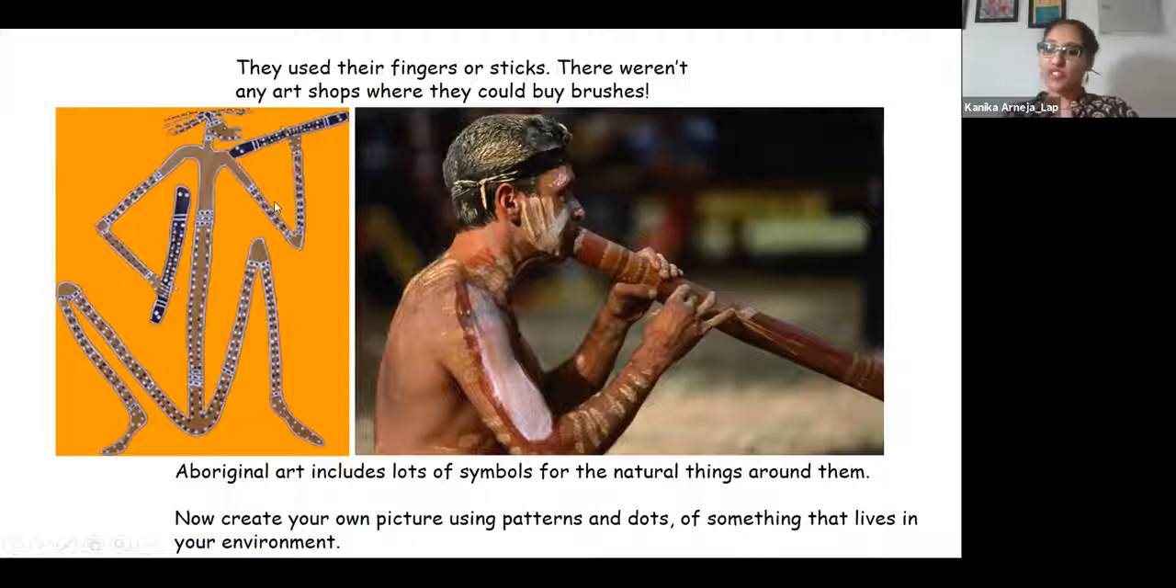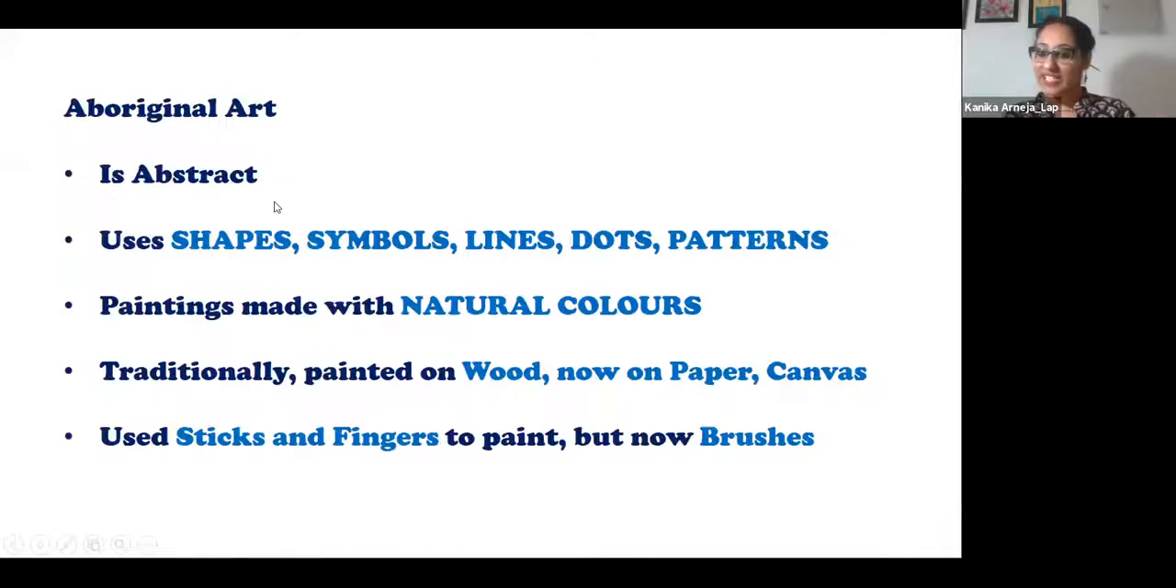Okay, now let's repeat what we learned yesterday and what we just saw on the slides. Aboriginal art is abstract. It uses lines, colors, shapes, patterns, and dots. The paintings are made with natural colors, but now we've started using acrylic and watercolors and poster colors and brushes, but they were originally made with natural colors.